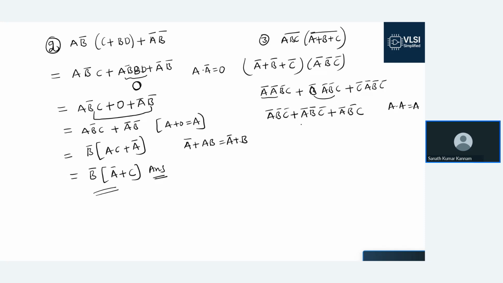Okay. So here what we are getting? So that means this is equal to A bar, B bar, C bar. Since we know that A or A equal to A. Okay. So same terms are there. So I can write this is the minimum given expression into minimum number of literals. Okay.